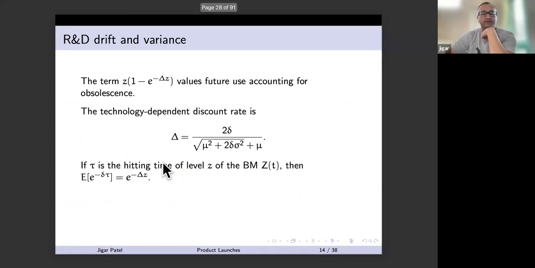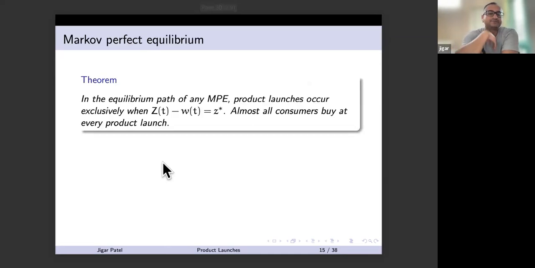So fair enough. What we are saying so far is, if the firm is launching after every, let's say, 5 units of innovation, the customer will buy a product only if the successive innovation is more than the Z star value. So what happens in equilibrium here? Markov perfect equilibrium in theorem. Okay. So here's the theorem.